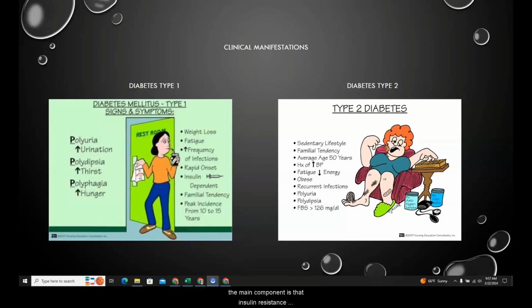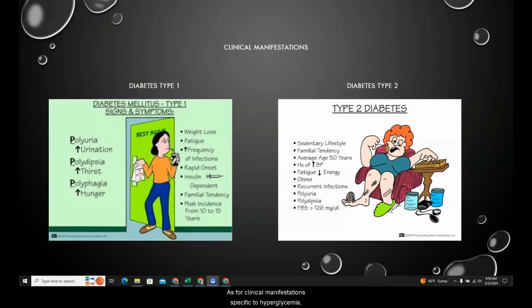The main component is insulin resistance, the fundamental feature of type 2 diabetes. We have to take in sugar for energy, and our muscles, our liver, and adipose tissue all become less responsive to the effects of insulin, therefore resulting in a hyperglycemic event or sustained hyperglycemia, and medications would be needed to help reduce glucose production.